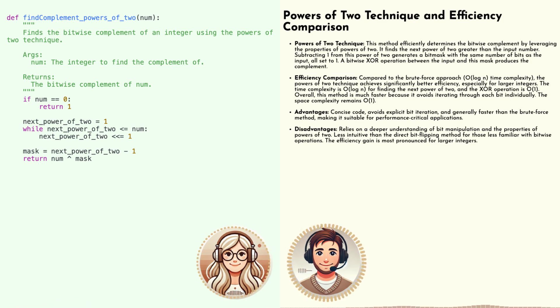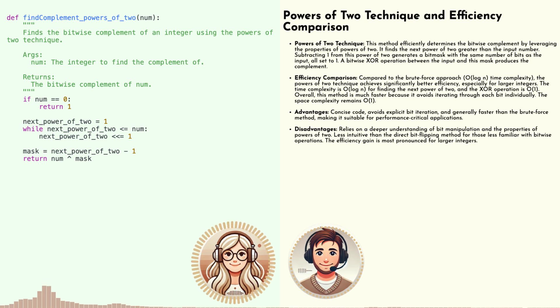Let's say our number is 5. All right, 5, which is 101. Right. To find the complement using this method, we first need to find the smallest power of 2 that's greater than 5. So that would be 8, which is 1000 in binary. Right. Now, if we subtract 1 from 8, we get 7. Okay, which is 111 in binary. What do you notice about that number? It's all ones, and it has the same number of digits as our original number, 5. So it's like the perfect mask to flip those bits.